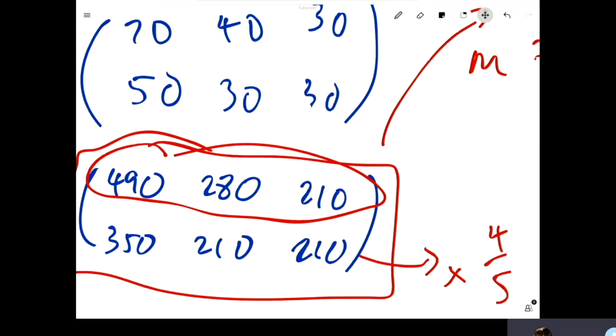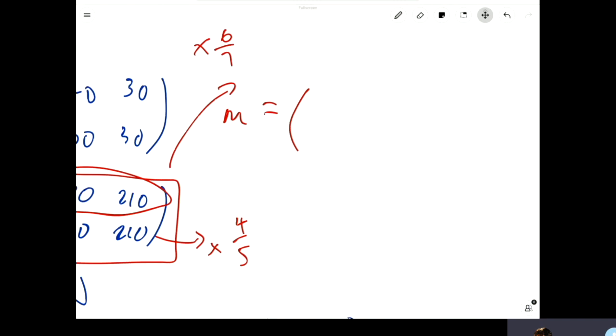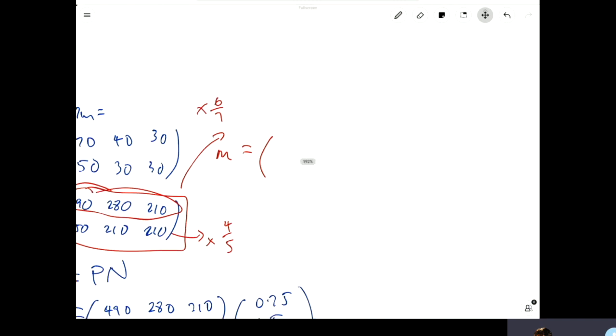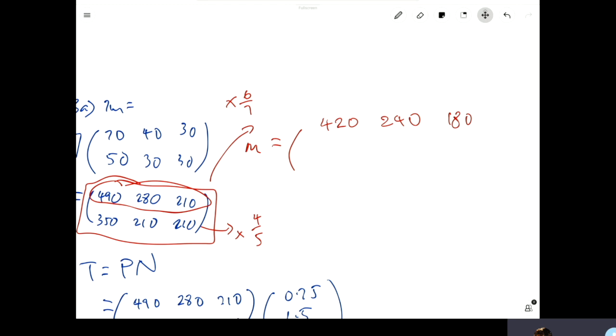Okay, so we're gonna get the new matrix, which will be M equals to, okay, wait, 6 over 7 times 490, 420, 240, 180. Okay, so that's the one at the top. The one at the bottom is 300 times.